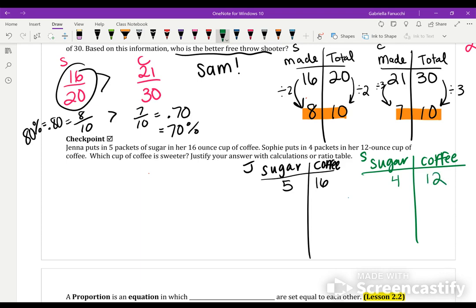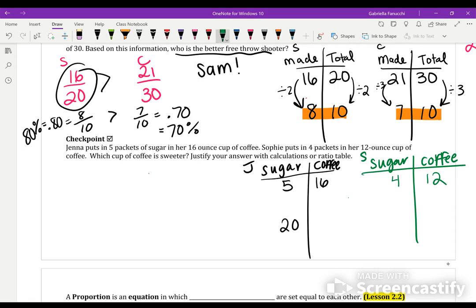And again, it is really hard to compare these fractions just by looking at them. So we're going to do the same thing. Looking at 16 and 12, it is a little bit hard to find what we can make the ratio where they both are the same. Well, 5 and 4, I know that if I can get 5 and 4 to both be 20.